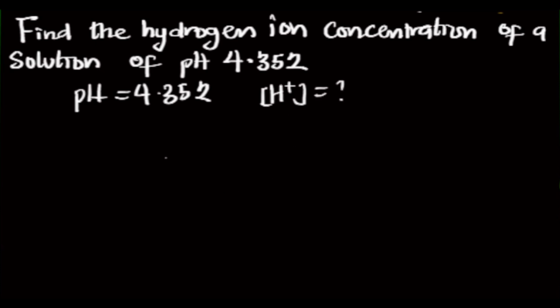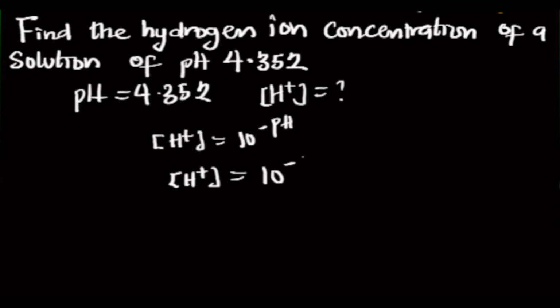You can just go ahead and use this formula. Hydrogen ion concentration is equal to 10 raised to the power minus pH. It's very, very simple. You can just go ahead and apply this formula. It's very direct. So we're going to have hydrogen ion concentration equal to 10 raised to the power minus 4.352.